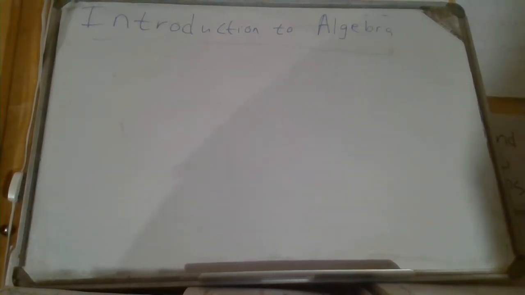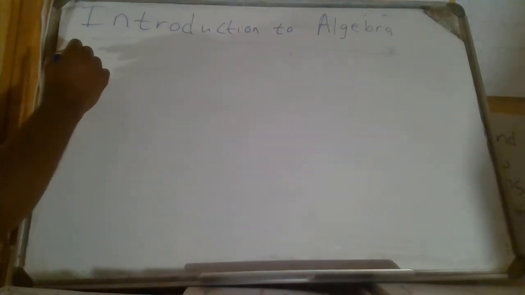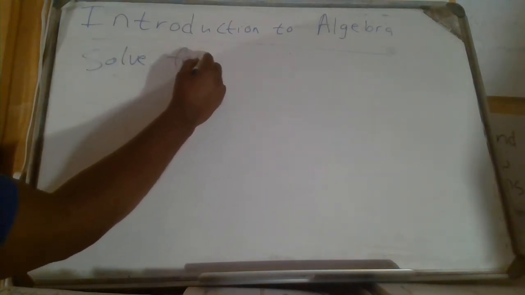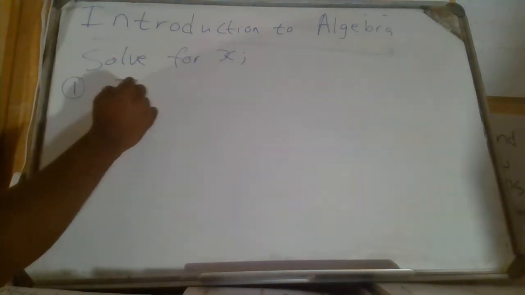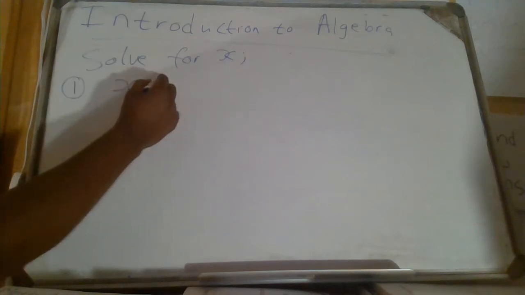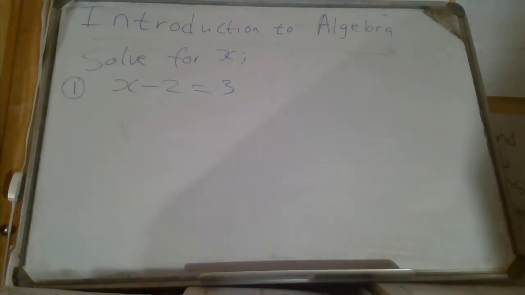And the problem is x minus 2 is equal to 3. So solve for x. Okay, number 1, you've got x minus 2 is equal to 3. All right, remember we said when you solve for x, at the end of the day, you must have x is equal to something. So you must have x remaining alone on the left hand side.